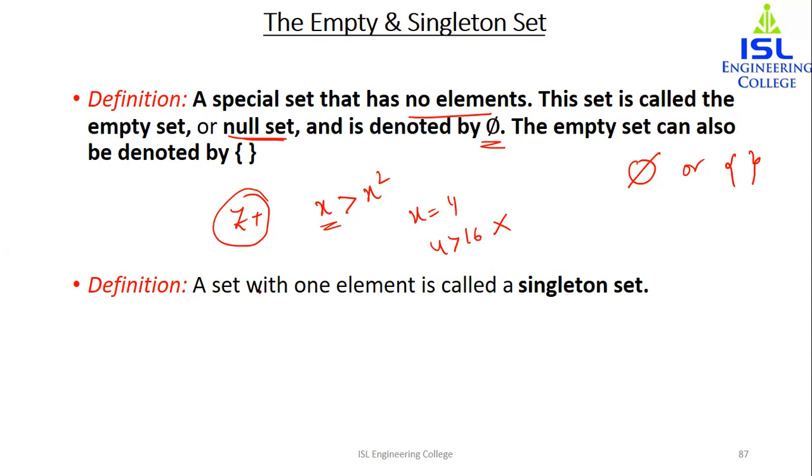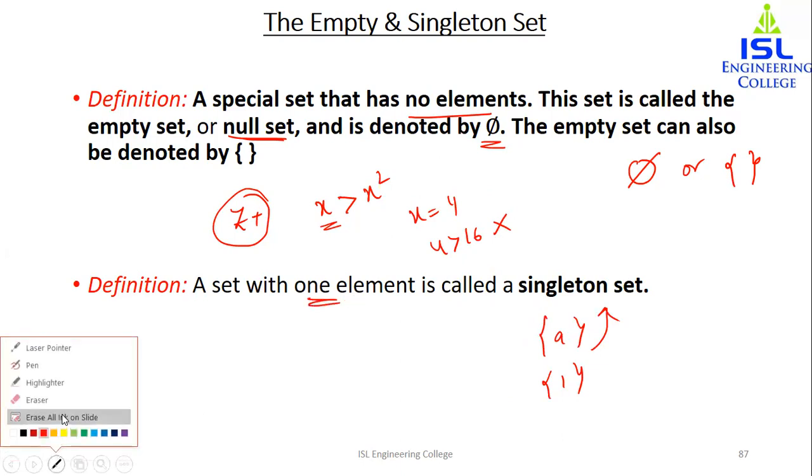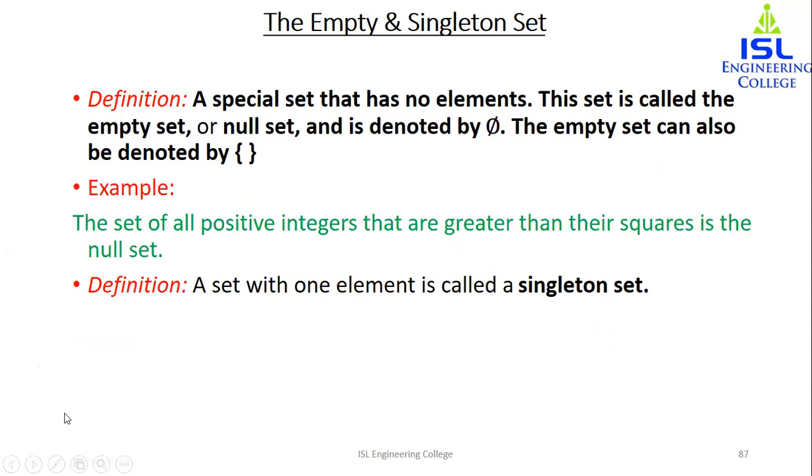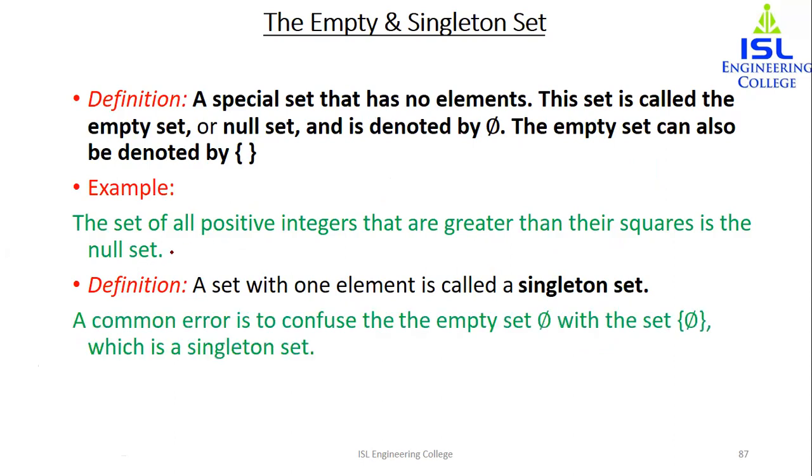Now, what about a singleton set? A set with only one element is called a singleton set. So if you have only one element like A or 1, these are known as singleton sets. Let's see examples for this. The set of all positive integers that are greater than their squares is a null set. What about a set with one element?